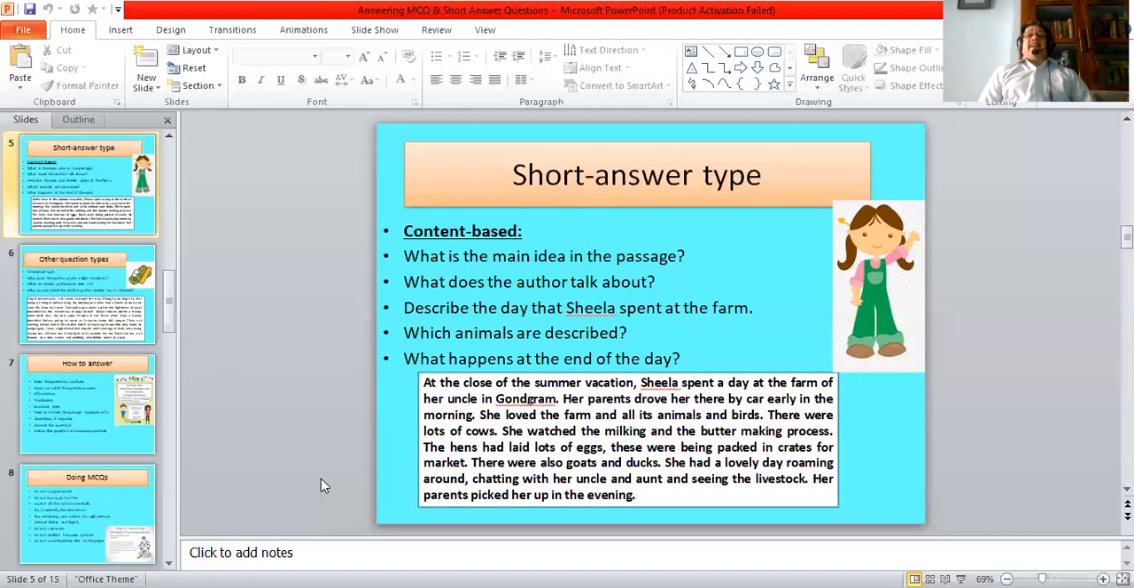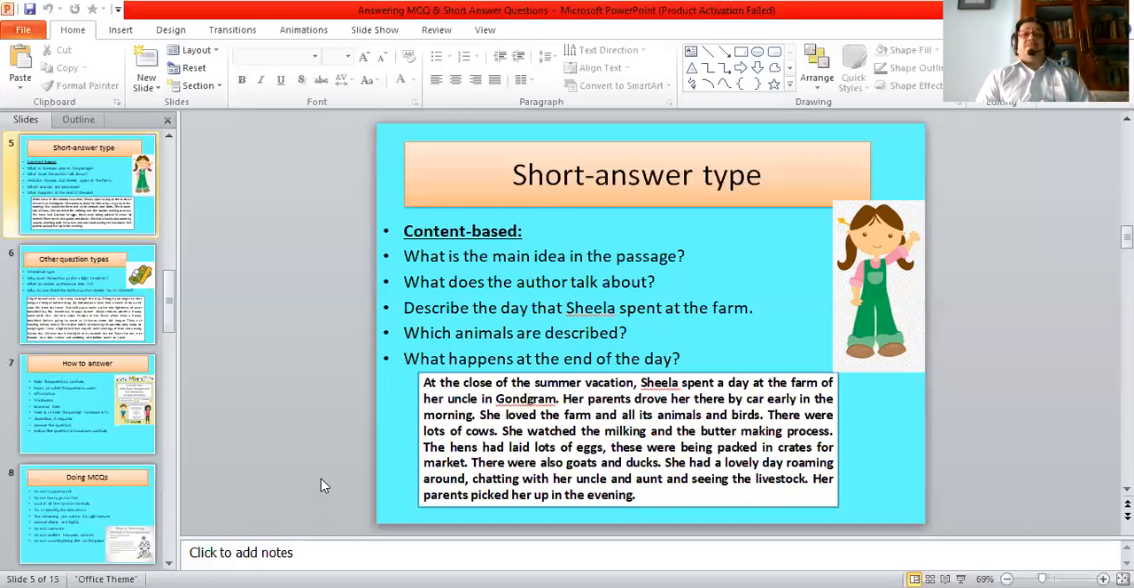She roams around having an interesting time with her uncle and aunt and seeing the livestock, and she's picked up by her parents in the evening. Now, which animals are described? Obviously, we have the cows, the goats and ducks, and the hens, which are also described. And what happens at the end of the day? At the end of the day, when she finishes her visit, her parents come by car and pick her up to take her back to the city.